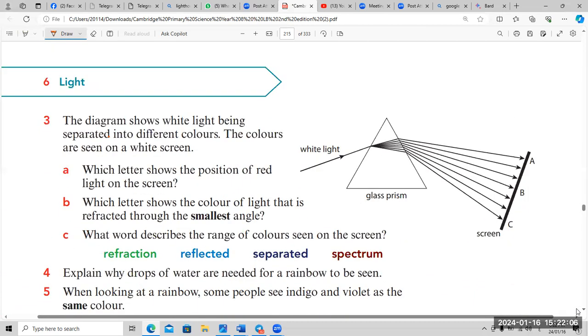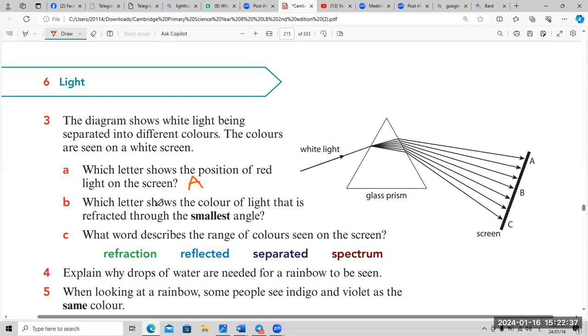Number three. This diagram shows white light being separated into different colors. The colors are seen on a white screen. Question a: which letter shows the position of red light on the screen? Letter A or B or C? Letter A. Yes.